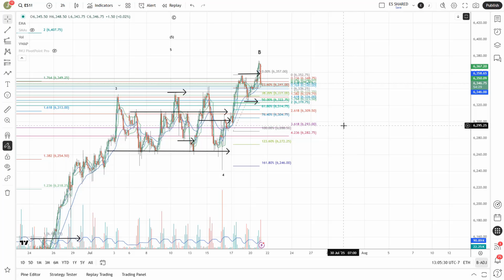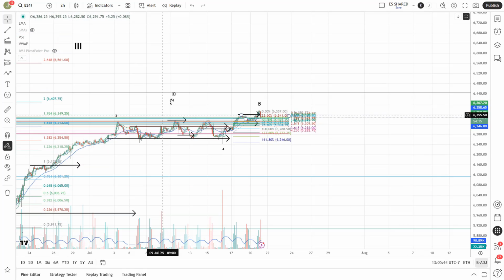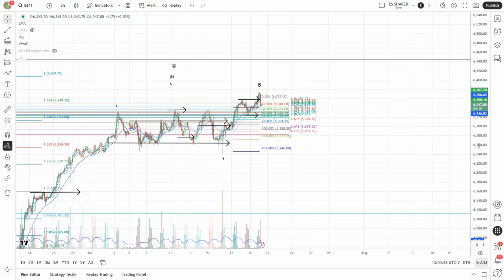But until or unless we see support break, we are in a bull market pushing higher towards 6,400 and then 6,500 after that. Even up to 65.60 is still in the cards. As an extended 5 here, you could push up to the 2618 at 65.61. So keep that in mind.